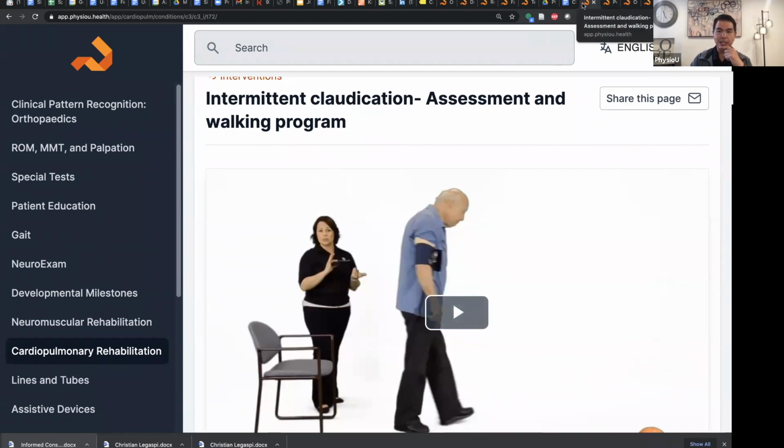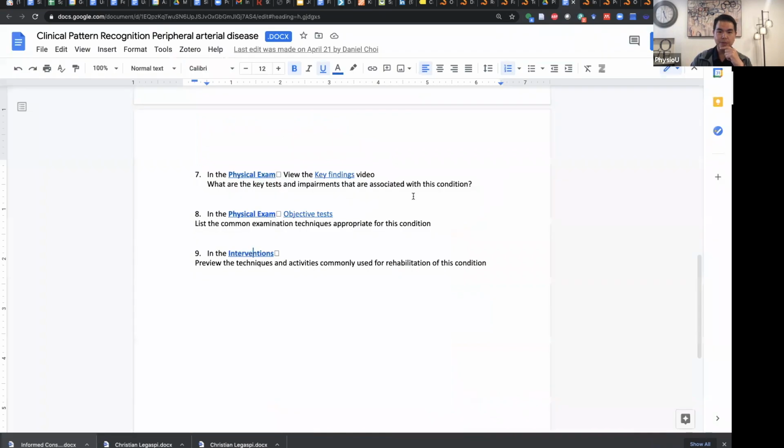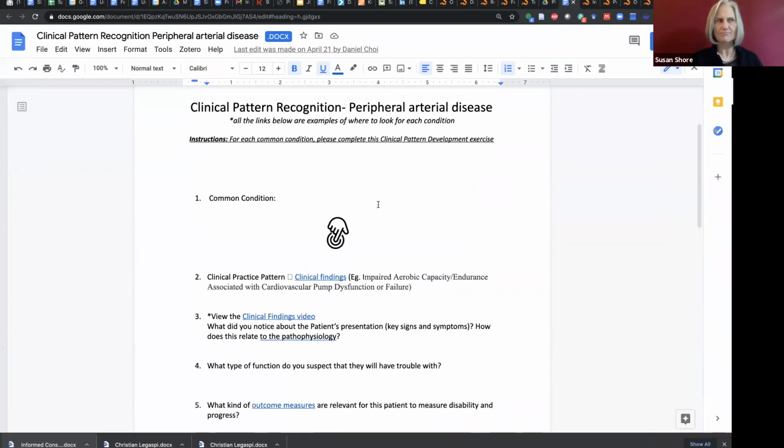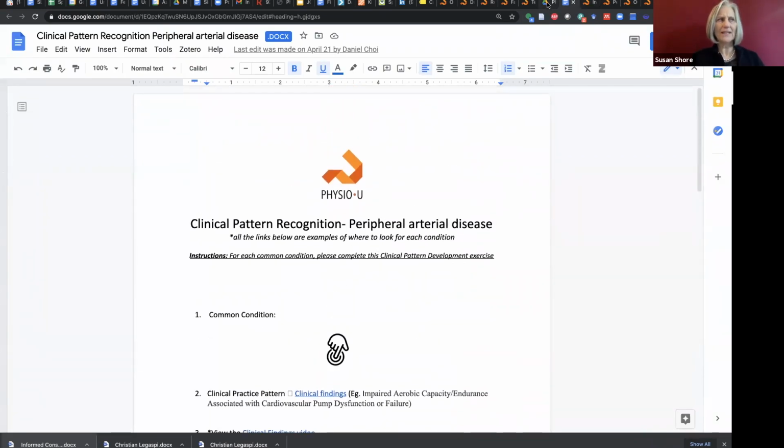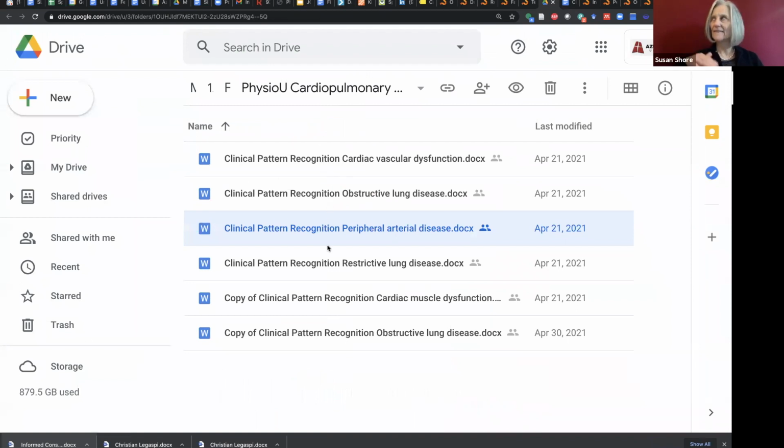Susan, did you want to mention anything on top of that? No, I think that's right. Anything that can be a little bit more structured is helpful. Leading their thinking helps them in their thinking process.